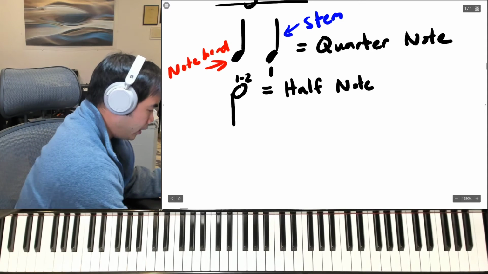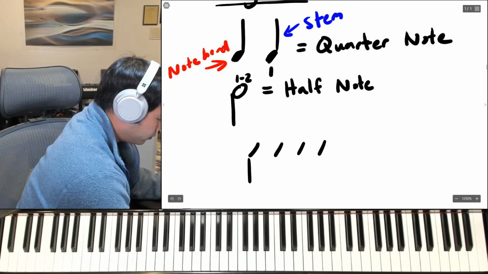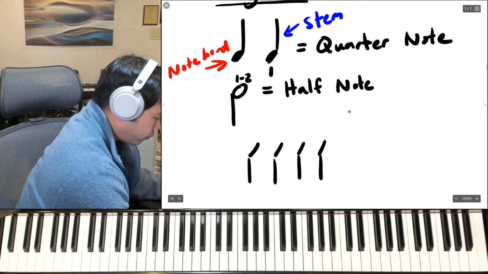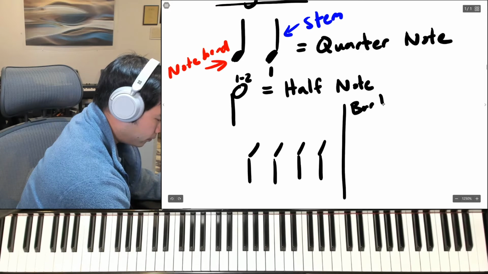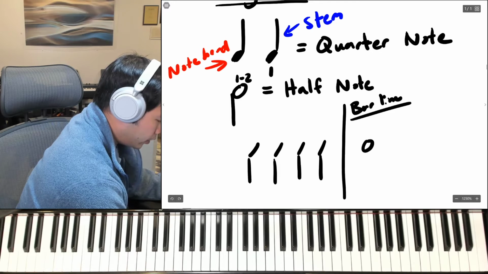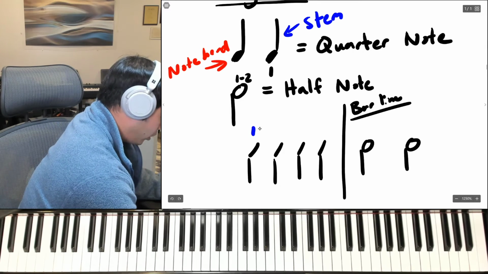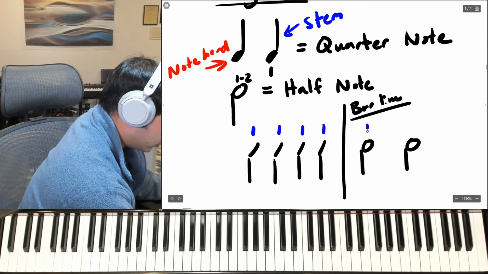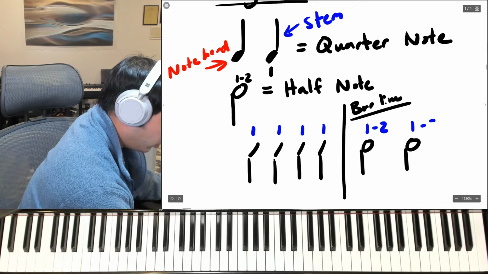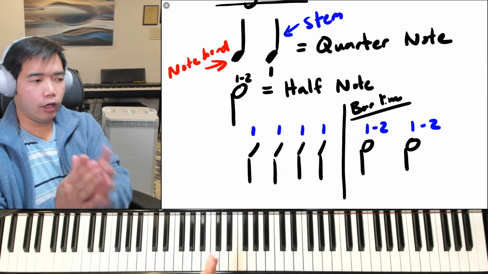Okay, so let's try the following rhythm together. I'm drawing 4 quarter notes here. I'm drawing a bar line here. And then I'm going to draw 2 half notes here. We're going to clap and count and say 1, 1, 1, 1 for the quarter notes, and then for the half notes, we're going to have 1, 2, 1, 2. Let's try it together. Here we go.